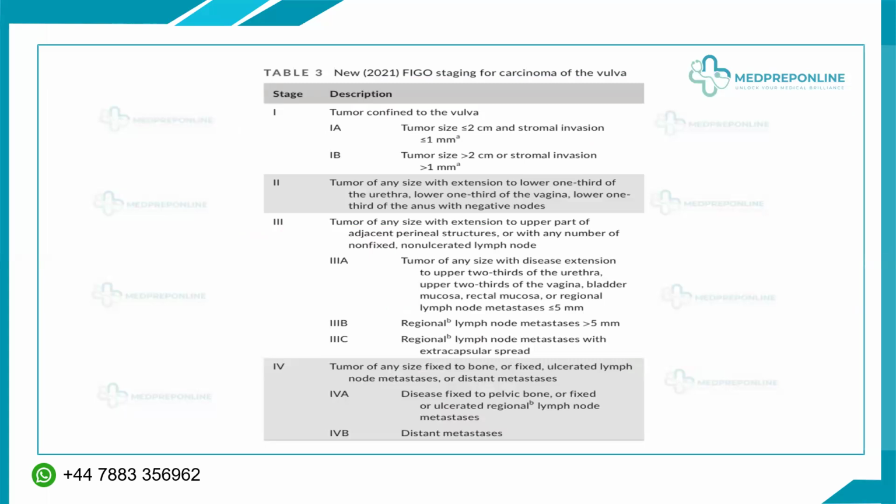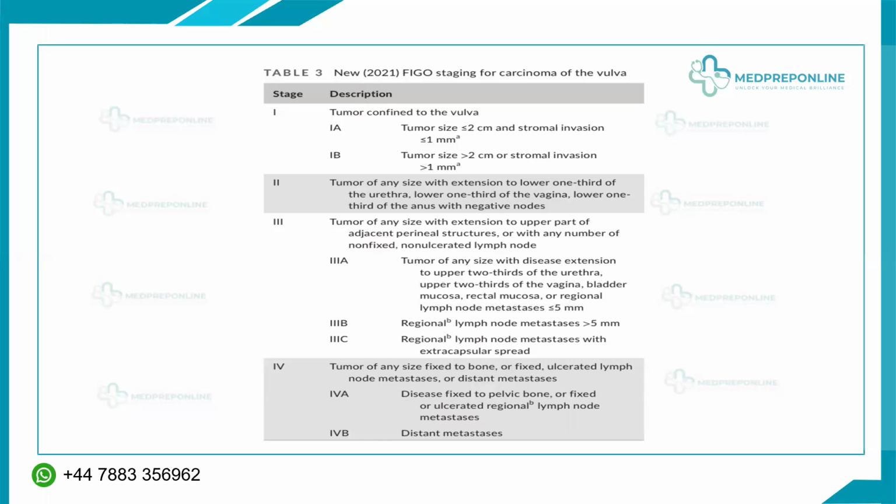When you have a tumor confined to the vulva, less than 2 centimeters in size, and the stromal invasion is less than 1 millimeter, it is classified as 1A. These 1A tumors are almost superficial, and the risk of metastasis is almost negligible. For 1B, the size is more than 2 centimeters, and the stromal invasion is more than 1 millimeter. In stage 2, you have a tumor of any size, and the extension has occurred to nearby structures.